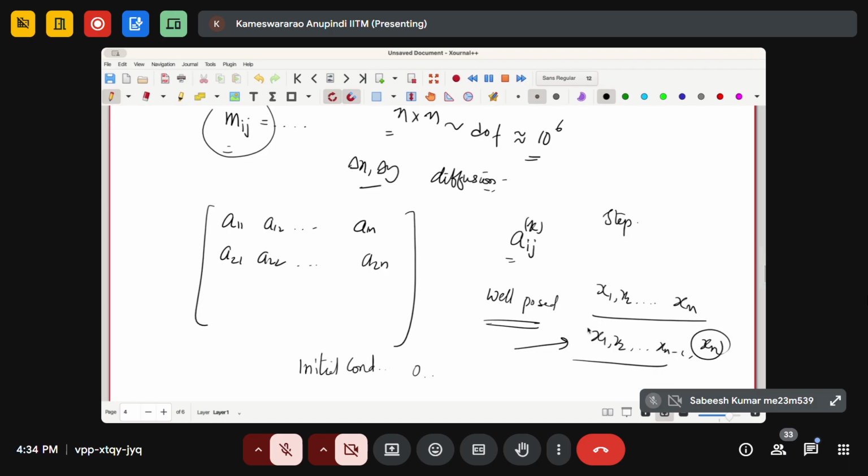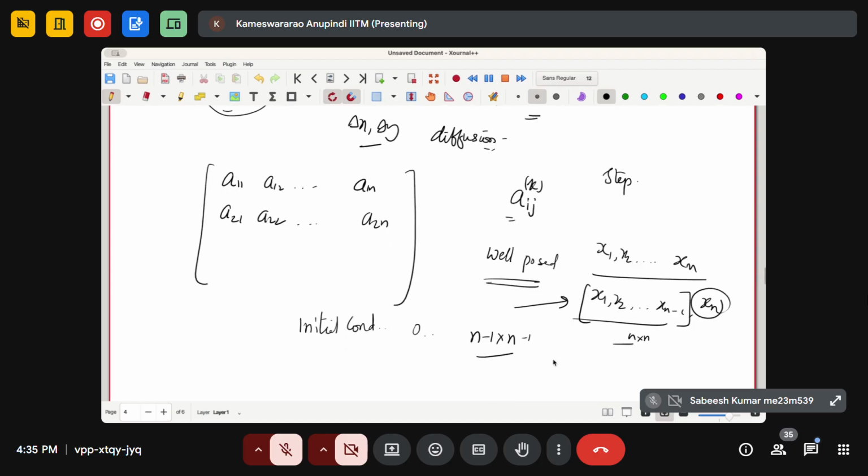In which case we have to supply a matrix that is only of n minus 1 by n minus 1 size rather than n by n size. Okay. And then solve it. But that needs to come when you try to solve the problem, right?